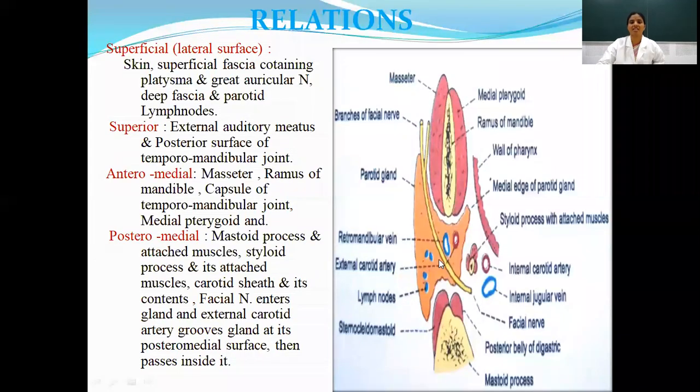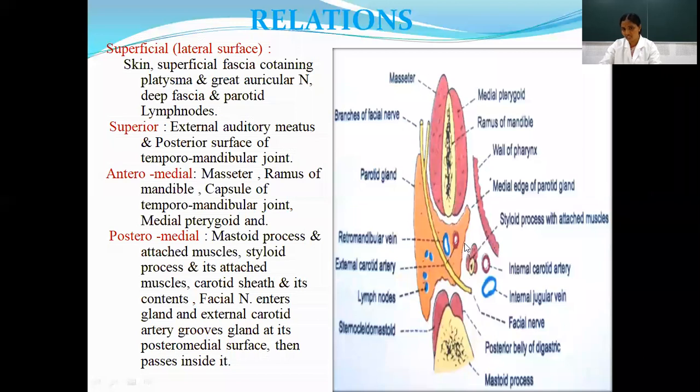Here you see in this diagram, this is the styloid process. Sometimes you see this styloid process is grooving this gland. Which part of the gland? The posteromedial surface. By this grooving, part of the gland extends in front of the styloid process and part of the gland passes behind the styloid process. So a projection in front of the styloid process is the pre-styloid process of the parotid gland. Behind that is the post-styloid process.